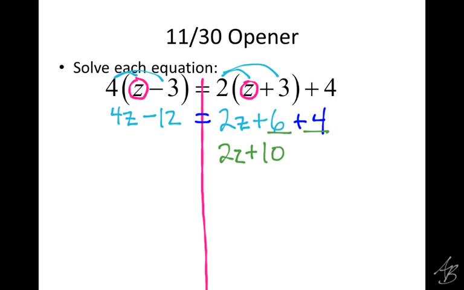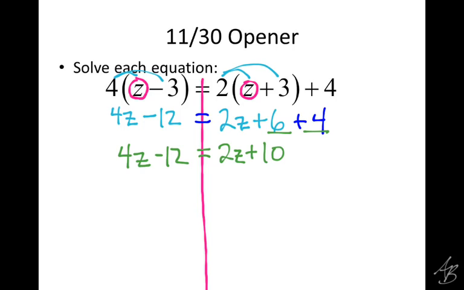So when we simplify each side of the equation, this is what we end up with. We have 4z minus 12 equals 2z plus 10. Again, the z's are in different places, but they're also on different sides of the equal sign, so we can't combine them. Anybody have an idea what we could do here? Subtract 2z. Okay, good. So if we want to get the z's in one place and we can't combine them, let's get rid of one of them. So Alejandro wants to get rid of the 2z.